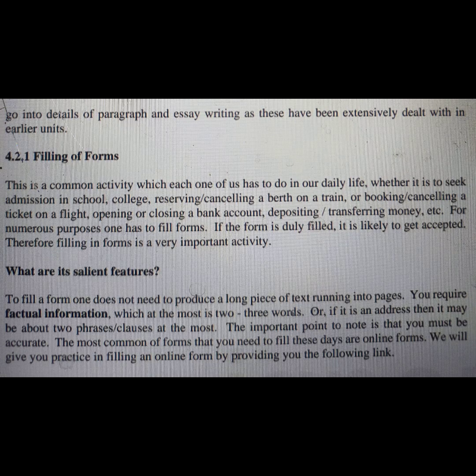What are its salient features? To fill a form, one does not need to produce a long piece of text running into pages. You require factual information, which at the most is 2-3 words. Or, if it is an address, then it may be about 2 phrases, clauses at the most. The important point to note is that you must be accurate. The most common of forms that you need to fill these days are online forms. We will give you practice in filling an online form by providing you the following link.